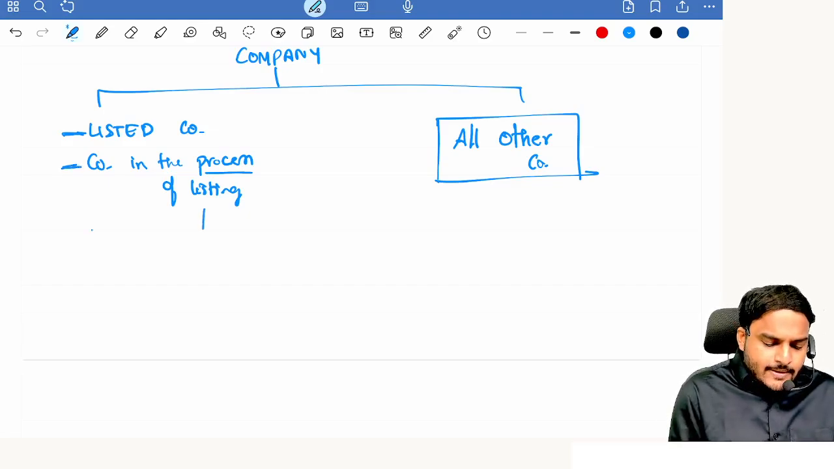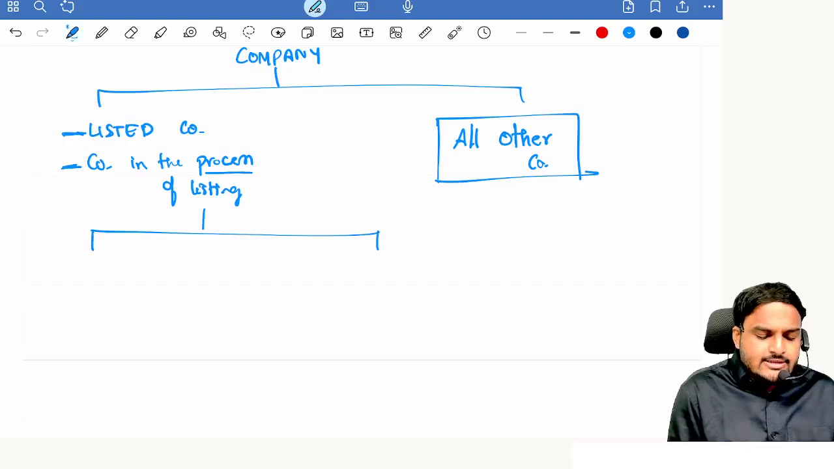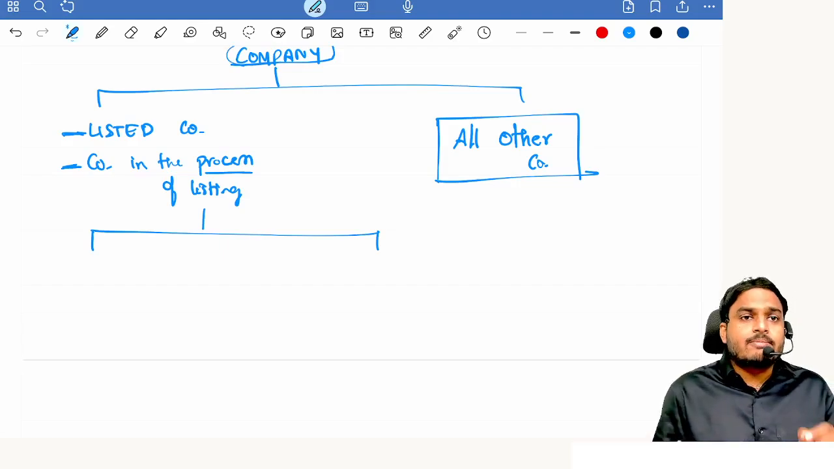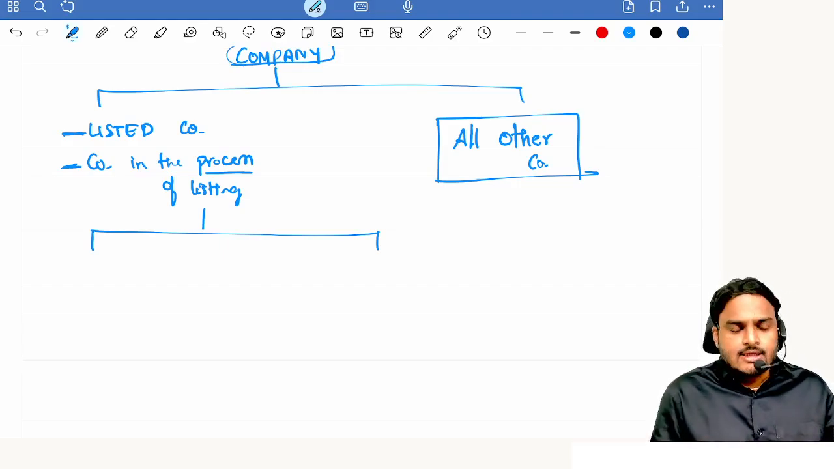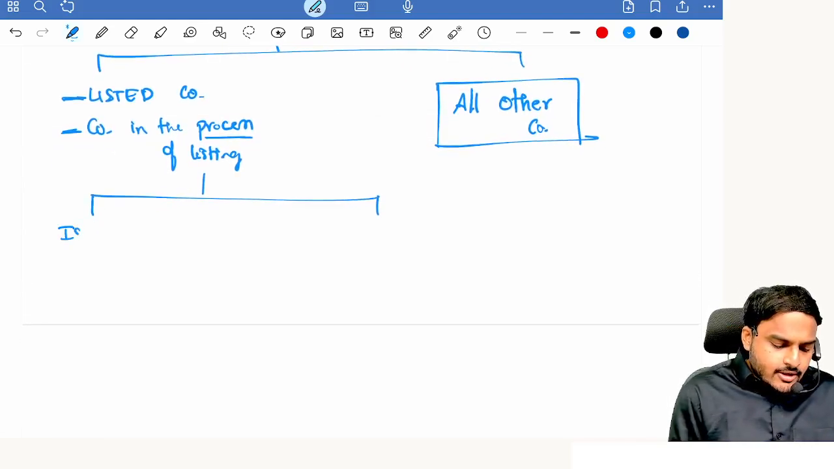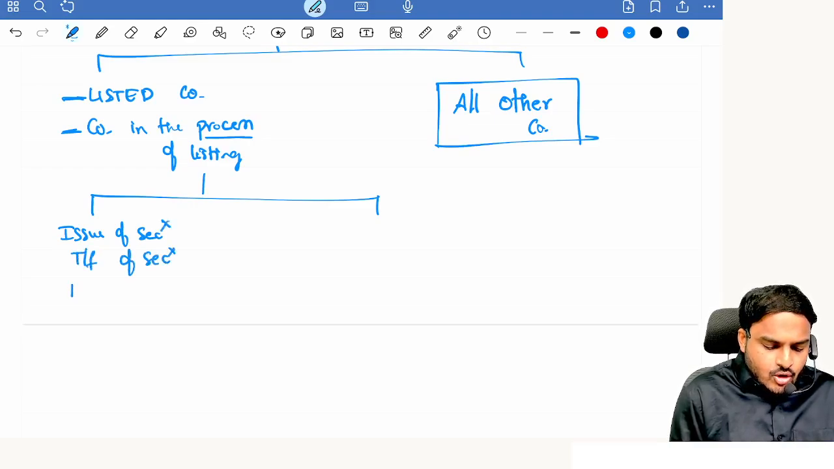Now in these two kinds of companies, I categorize activities into two parts. First I categorized companies into two parts. Now I am categorizing activities into two parts. So activities: issue of securities, transfer of securities, non-payment of declared dividend.